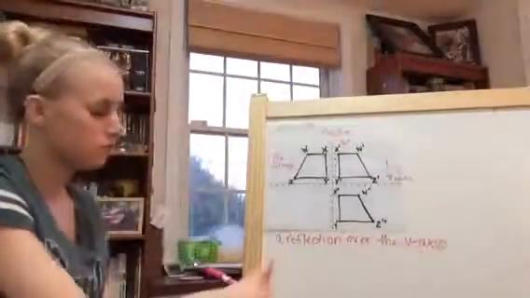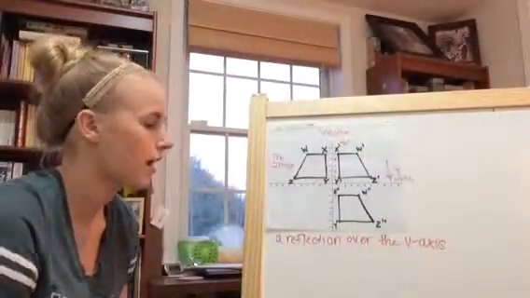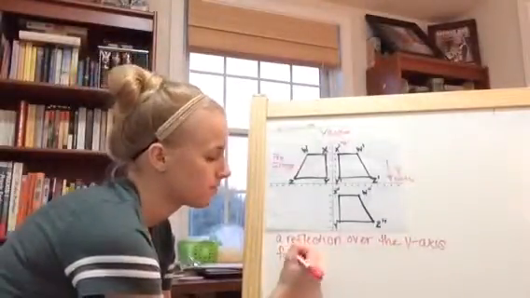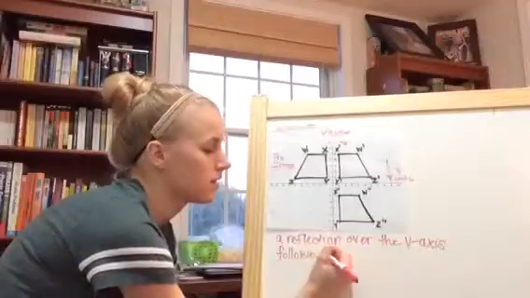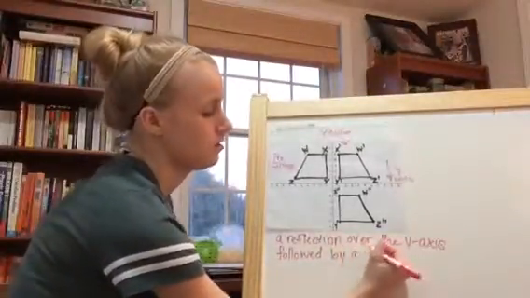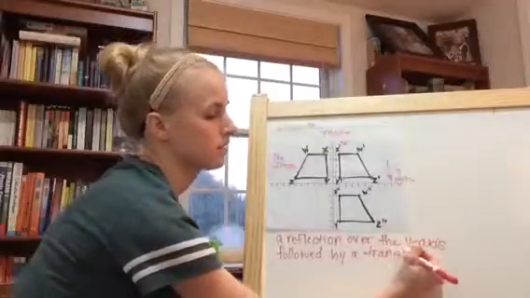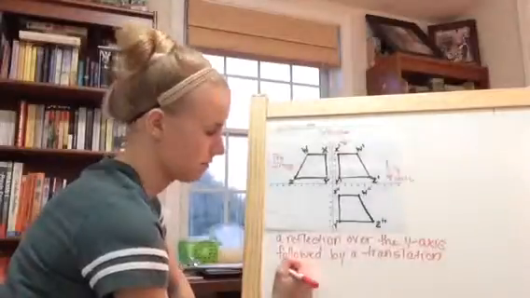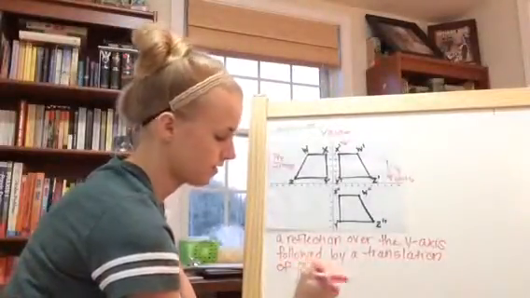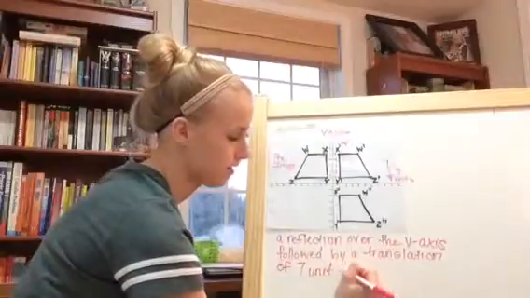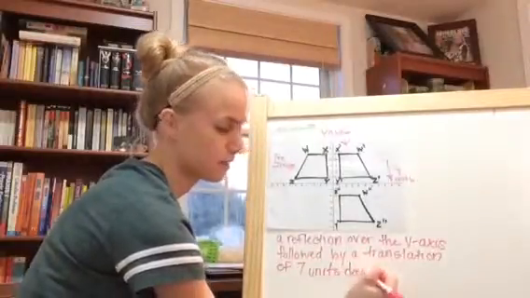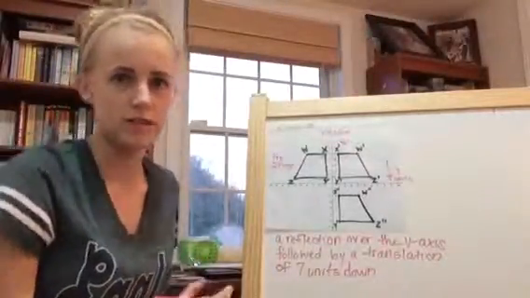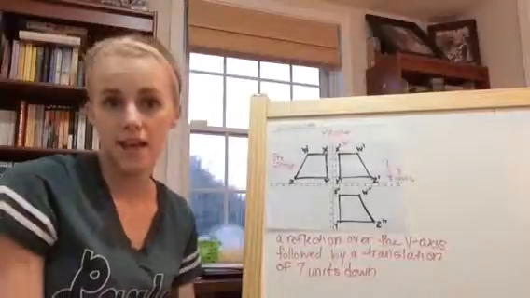So to finish off my statement for the quick check, I would say it's a reflection over the y-axis followed by a translation of 7 units down. And these figures are congruent because we didn't do any dilation, so we didn't do any manipulations. Hopefully that answers all your questions.